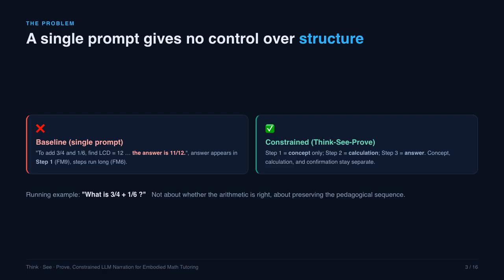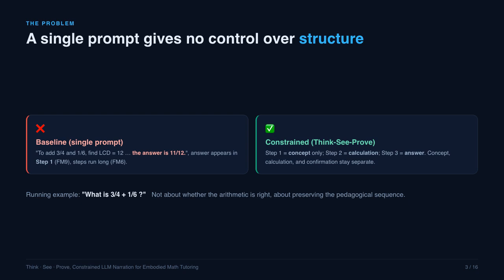Here is the problem in one concrete example, a simple fraction addition. A typical single prompt baseline may give a correct explanation, but it reveals the final answer right there in the very first sentence. In our failure taxonomy, that is failure mode 9, jumping ahead. These single prompt responses also often run long and blend all the stages together, which is failure mode 6, over-explaining. The constrained version instead separates the same lesson into 3 distinct beats. Introduce the concept, then show the calculation, then confirm the answer.